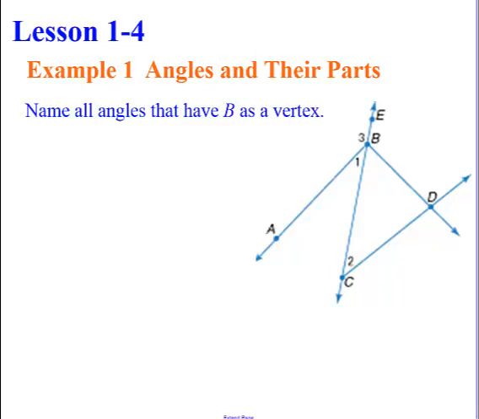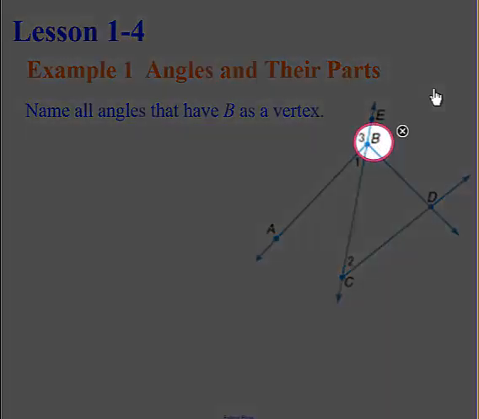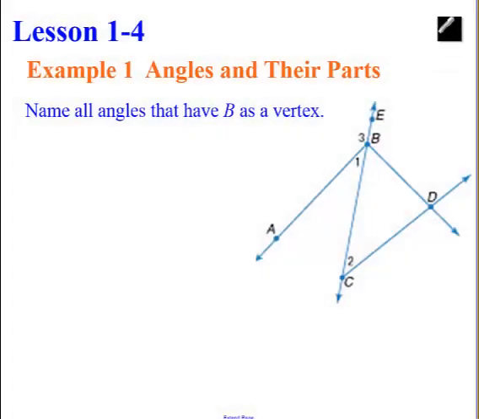Example 1, angles and their parts. Name all angles that have B as a vertex. So the first thing we want to do is look in our picture and find point B. So here's point B, and we want to name all the angles that have B as their vertex.